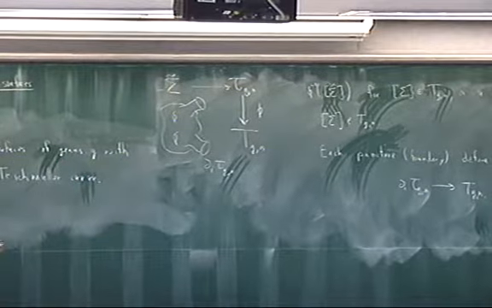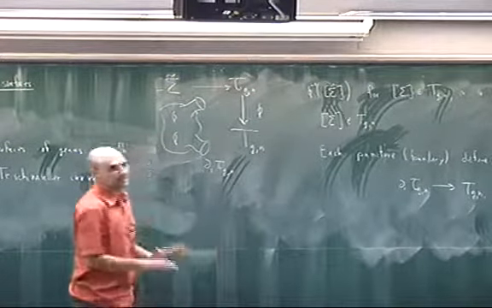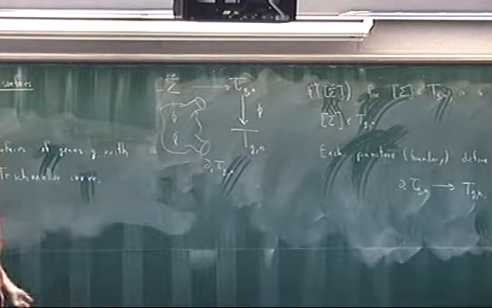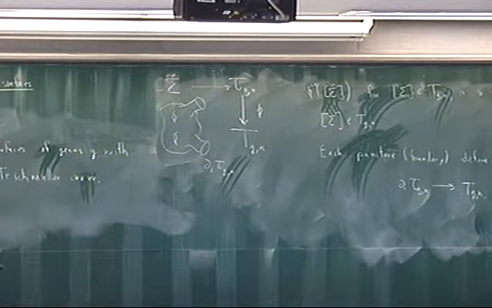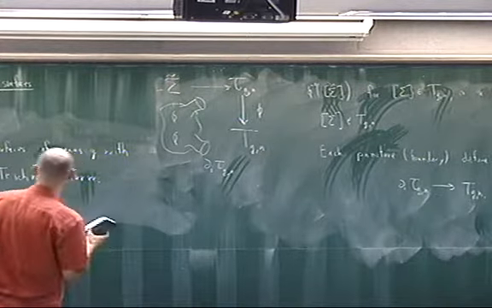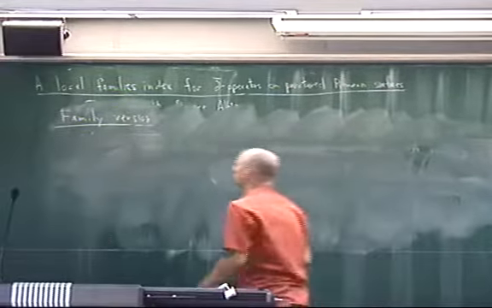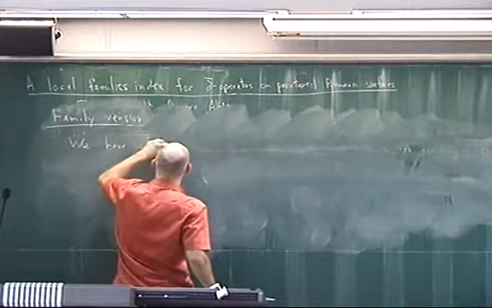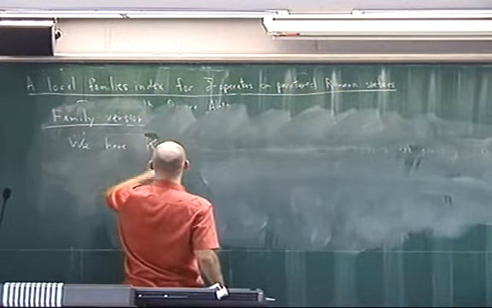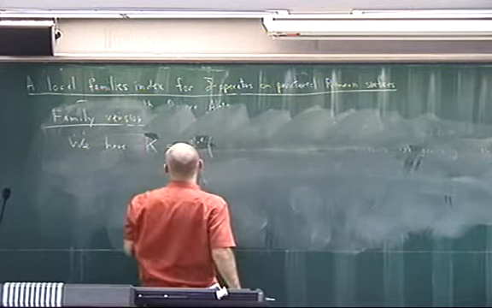So for computing the family index, you need to choose a connection, and in this context, it's better to choose a connection that is well behaved. Okay. So we have K, that will now be our K tilde, or K will be the vertical canonical line bundle.